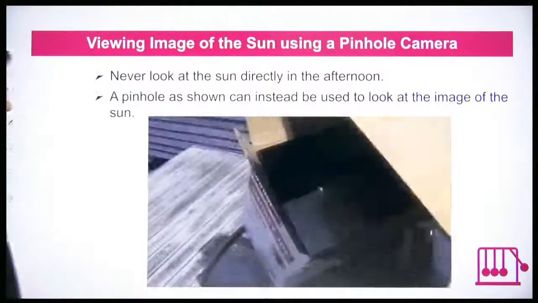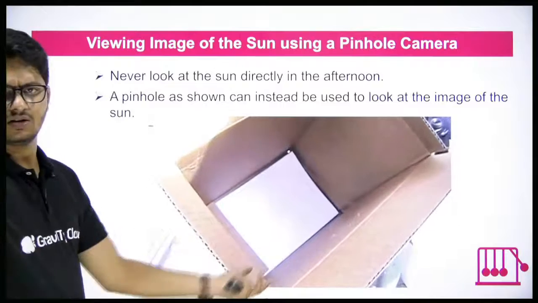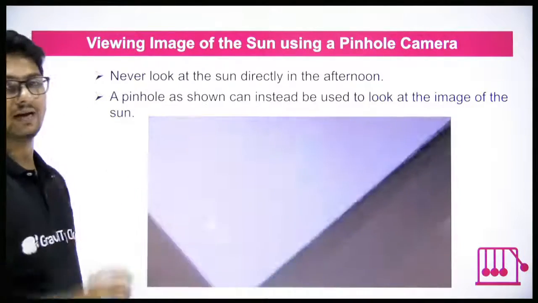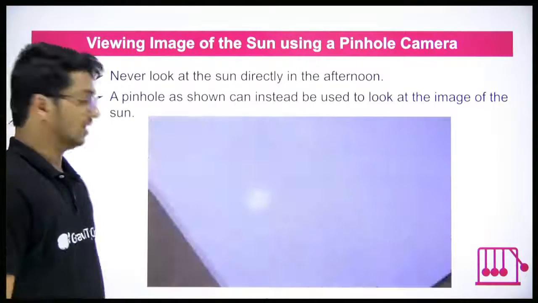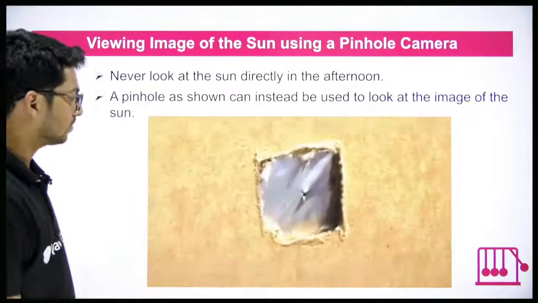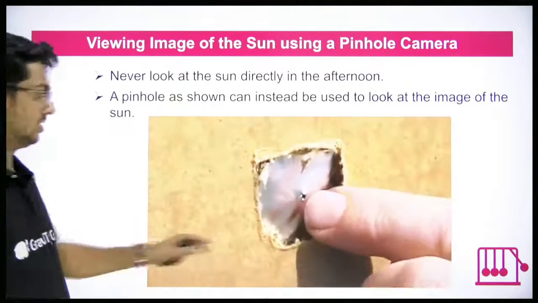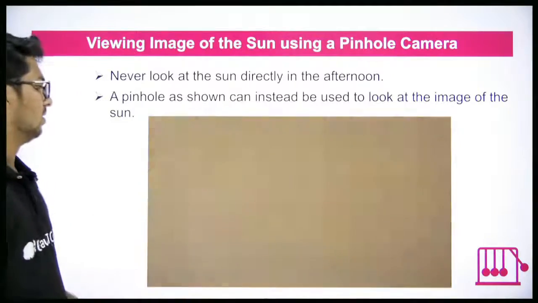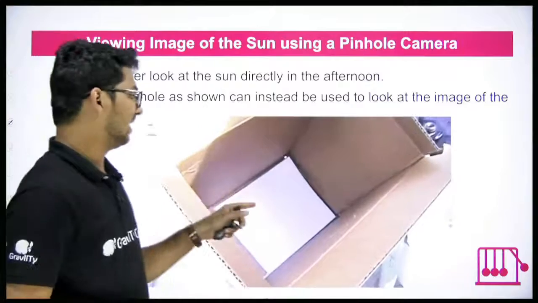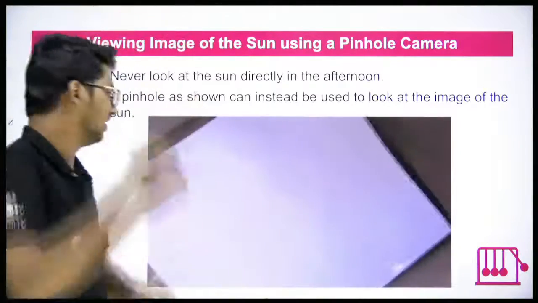How? Look at this. We just took a cardboard sheet. On that there was this hole. We put an aluminum foil and we made a hole. Right? You can see there is that small pinhole on a cardboard sheet. Then we are placing it inside a dark box. If you place it, this sun, we are placing it here.